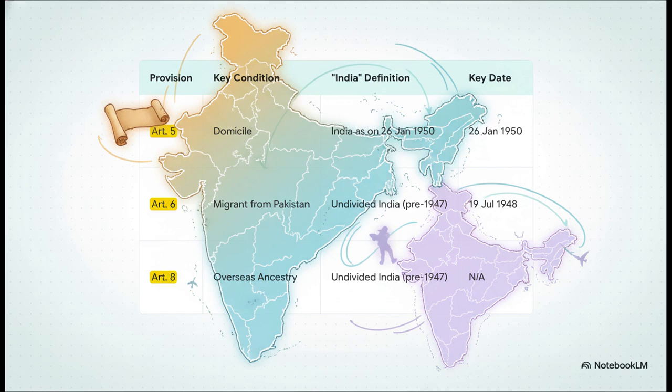This table is a really great study tool. It lays it all out. Just look at that India definition column. See how for Article 5, it's strictly India as it was in 1950? But for Articles 6 and 8, which dealt with people coming from Pakistan or those of Indian origin abroad, the definition expands to undivided India. This shows how the Constitution was flexible enough to handle the very different, very complex situations created by partition.